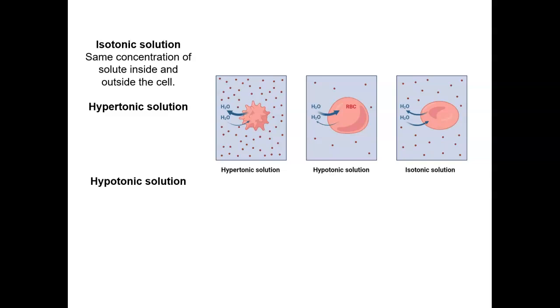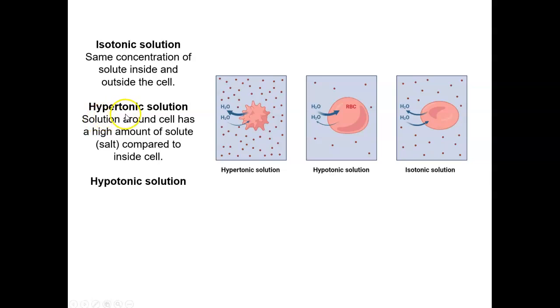All that balancing of drinking and urinating and balancing your water and your salt that your kidneys do is to keep your body solutions, all the liquids in your body, primarily your blood, isotonic to the cell concentration. We want the same concentration inside and outside the cell.